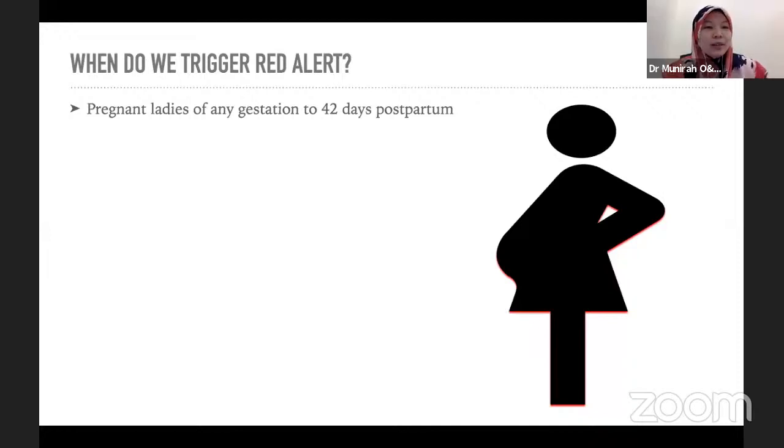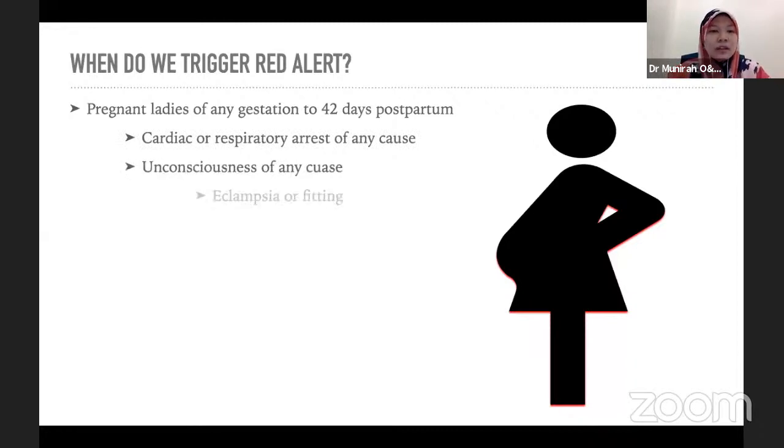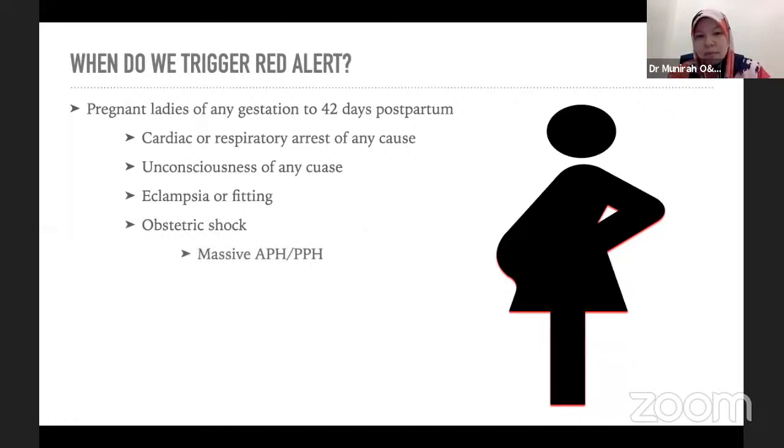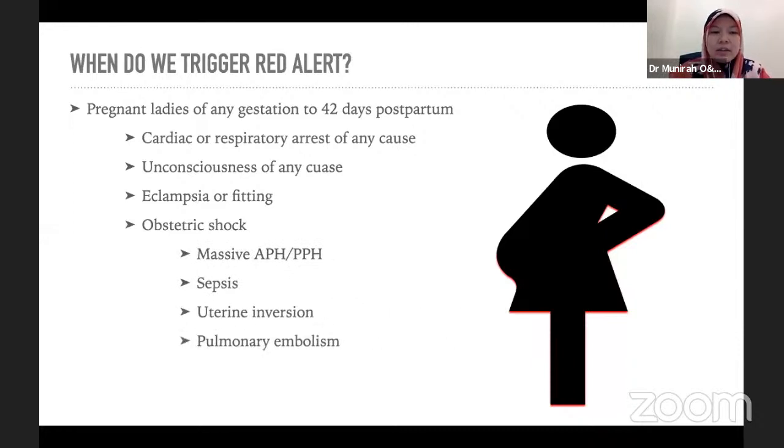Right. So it's for pregnant ladies of any gestation to 42 days postpartum. The cases that we trigger red alert for are cardiac or respiratory arrest of any cause, unconsciousness of any cause, eclampsia or fitting, or for example, if you don't know whether the person has eclampsia or fitting, then obviously assess and trigger if needed. Obstetric shock can be of multiple causes: massive bleeding, sepsis, uterine inversion, pulmonary embolism, and also amniotic fluid embolism. And last but not least, unstable cardiac arrhythmias.